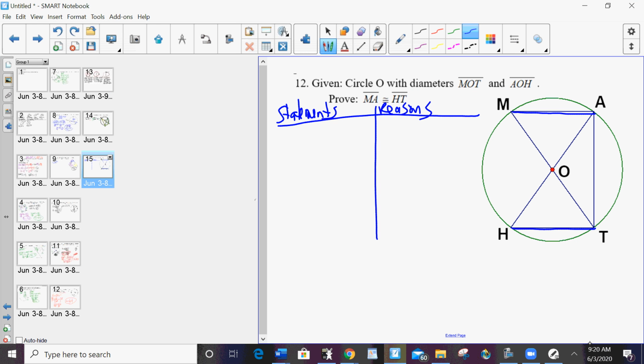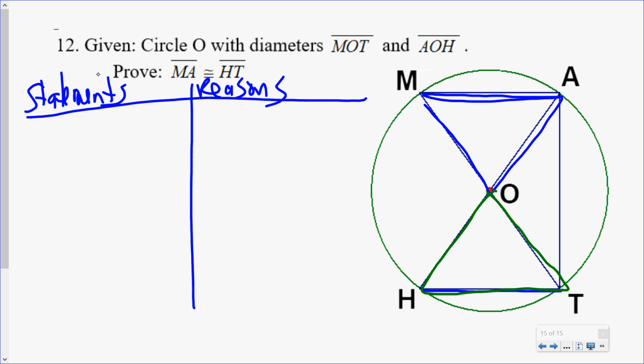Just because I want you to see what's going on. So it looks like I can do these triangles. Those would give me MA and HT with CPCTC. So let's do those. And then after that, I'm going to show you a completely different way we could have done this question. So, is there anything they're giving me? No. So I gotta use my circle rules.